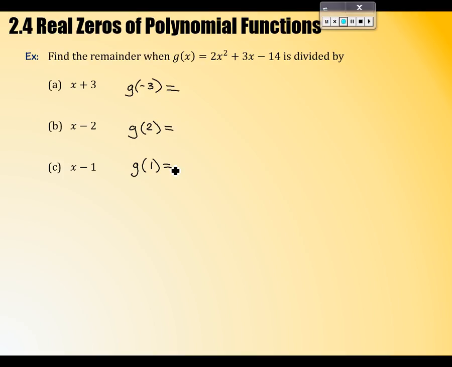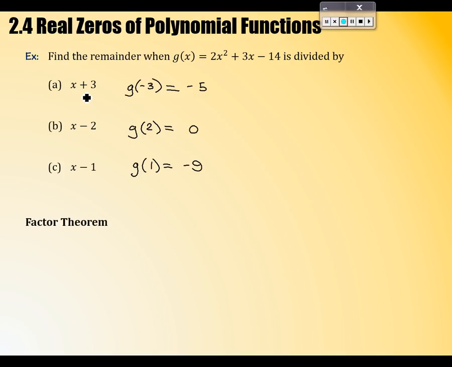What did you guys get for the first one? And the second? And the last one? You guys agree with those? Okay, cool. So do you understand, if you were to do the long division, you could just check us on this if you want. You would get some stuff, and the remainder would be negative 5. Okay? Now we're ready to hear the factor theorem.